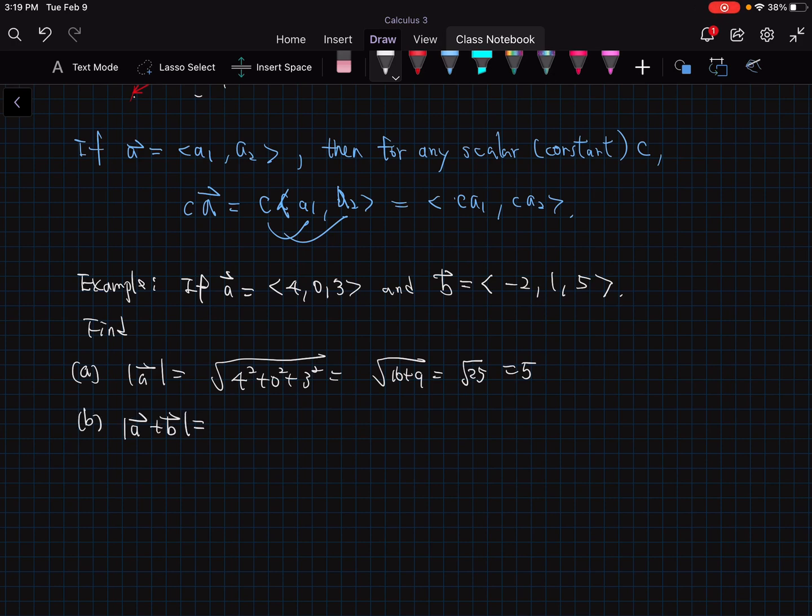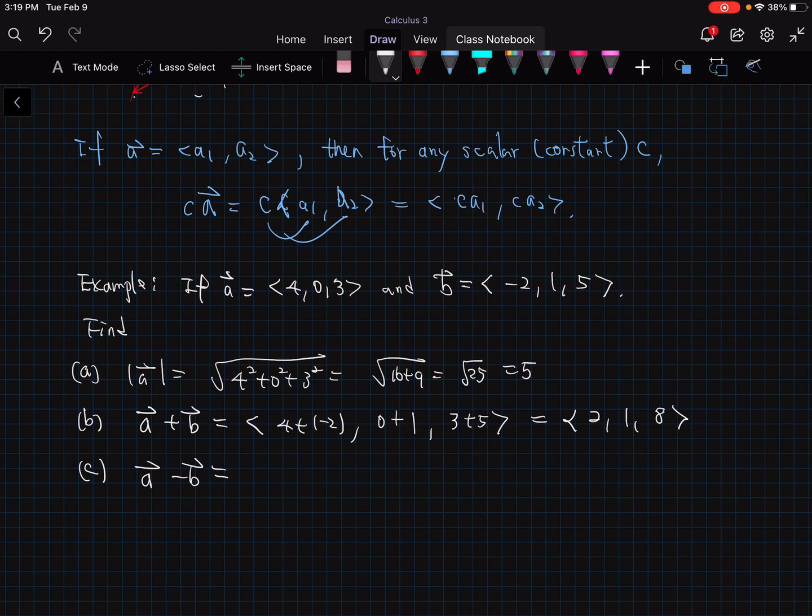B, what is A plus B? We're not worried about the length, so we don't want to do that. Which is simply, what is A plus B? That's just component-wise: 4 plus -2, 0 plus 1, and 3 plus 5. So the answer is (2, 1, 8). C, what is A minus B? A minus B will be 4 minus -2, 0 minus 1, and 3 minus 5. We end up with (6, -1, -2).